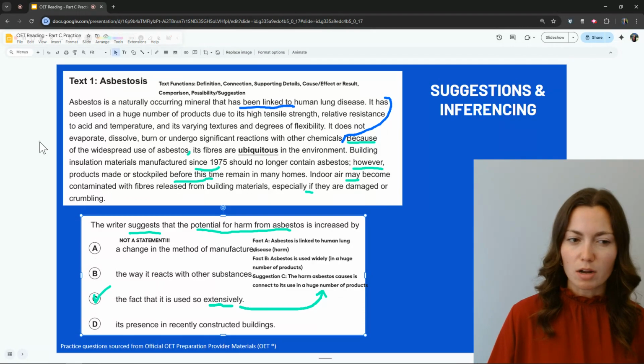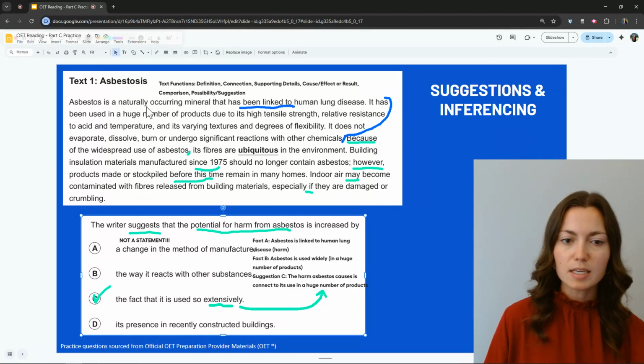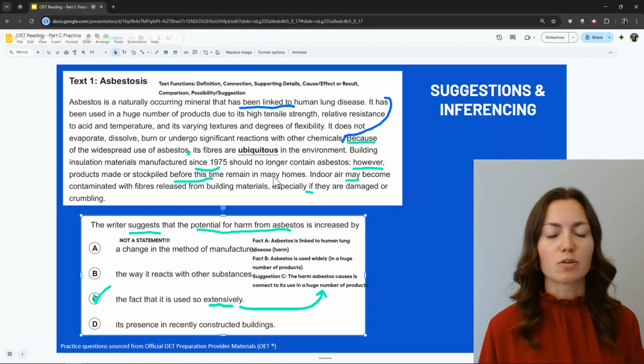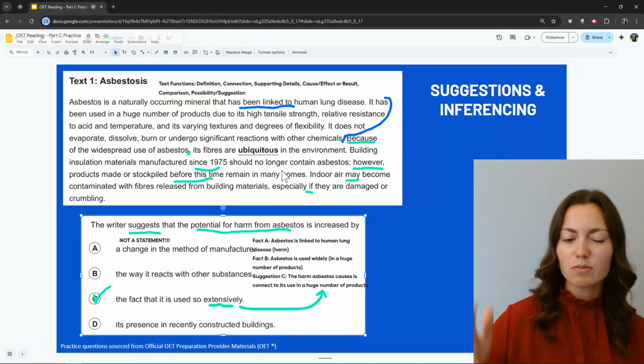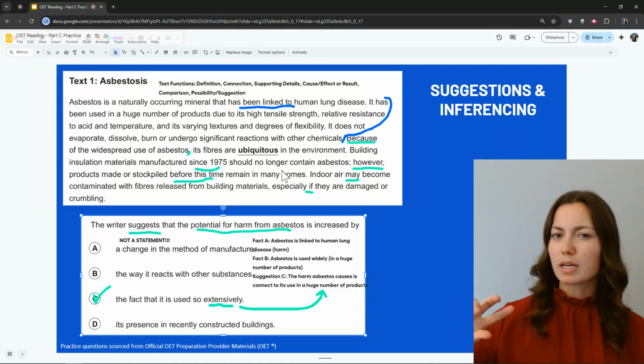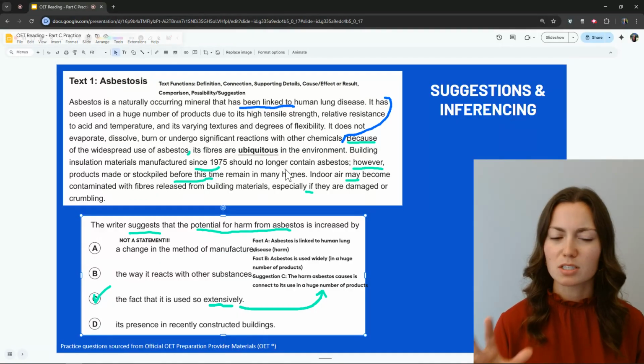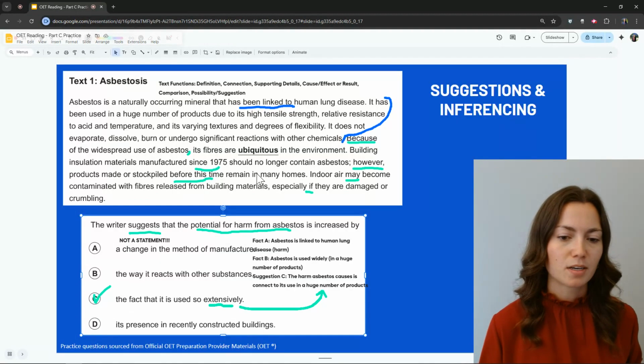Sometimes if you're not confident, keep reading. You can see clues to just further support this. So for example, we see later the word widespread. We see the phrase many homes. We see everything that's supporting and not contradicting that. So that's something else to check if you're just not 100% sure there.